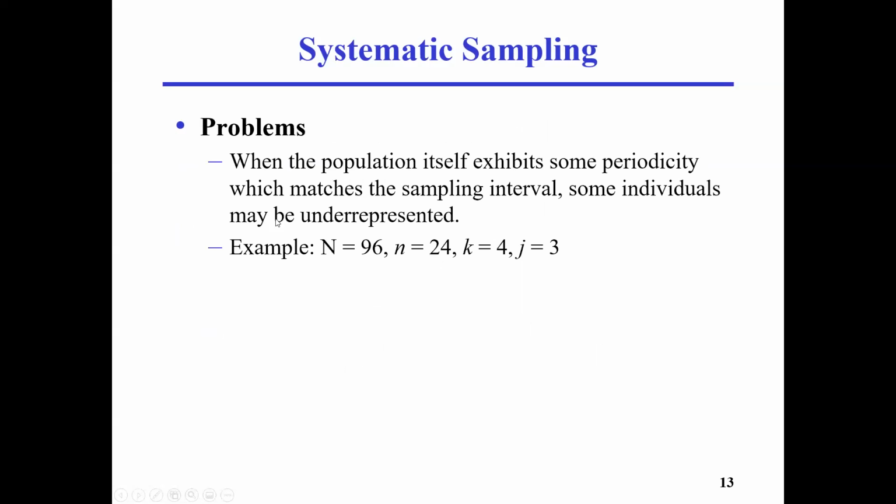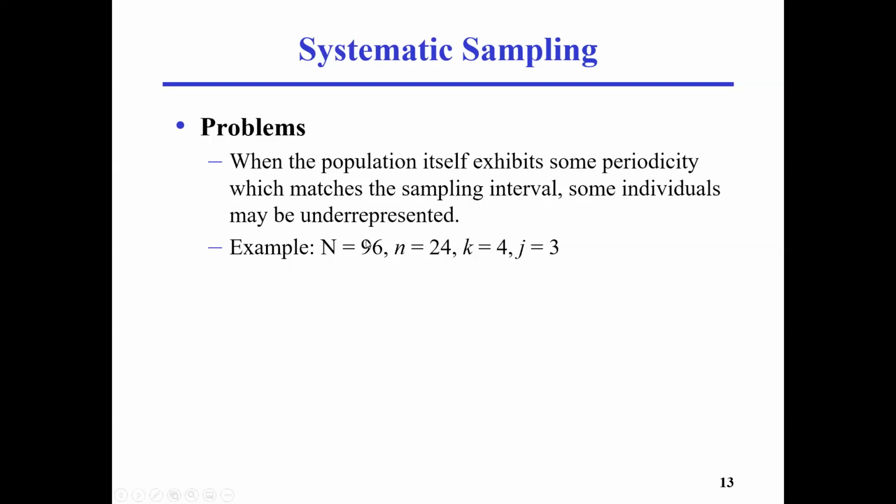Example. When the population itself exhibits some periodicity which matches the sampling interval, some individuals might be underrepresented. So here I'm going to use an example to show you how to do systematic sampling and simultaneously reveal the problem of this method, okay?